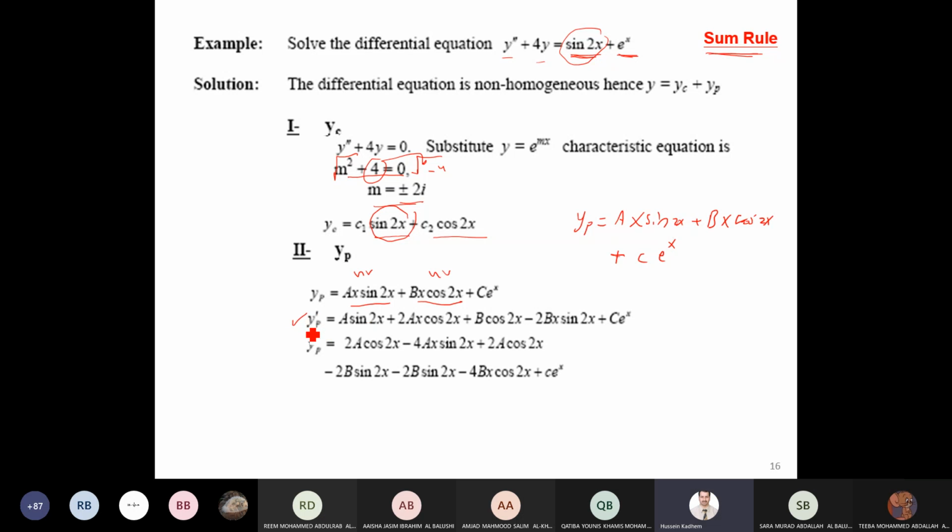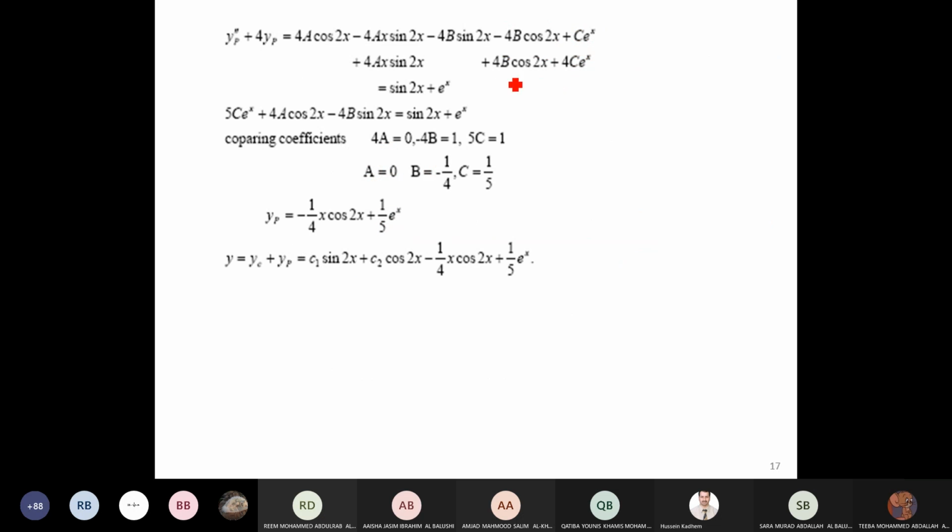We did the first derivative, then the second derivative, and then we back substitute here. We substituted and simplified. Now what I will do is equate the coefficients of the same terms on either side of the equation. Have a look. 5c e^x here and e^x here. So this 5c on the left-hand side is supposed to be equal to 1 here. So I got c. Right?